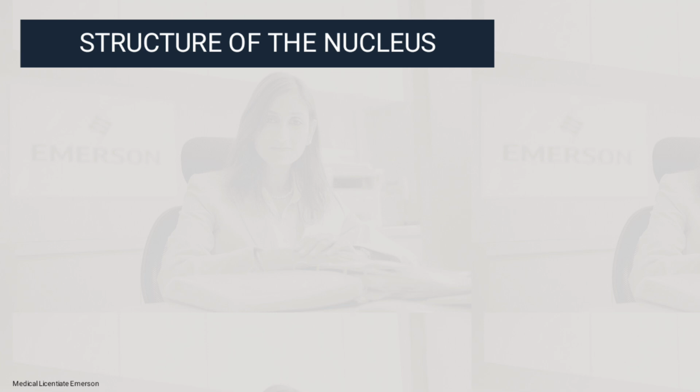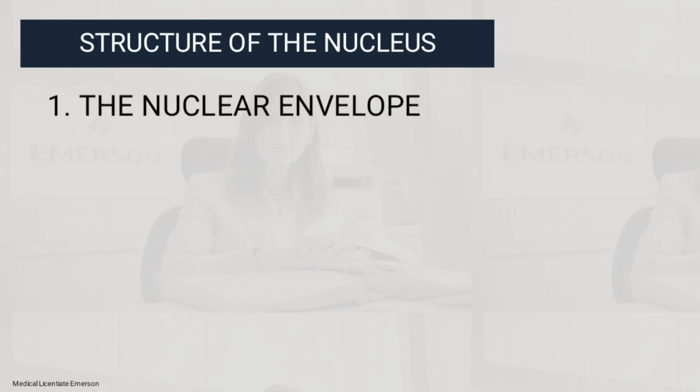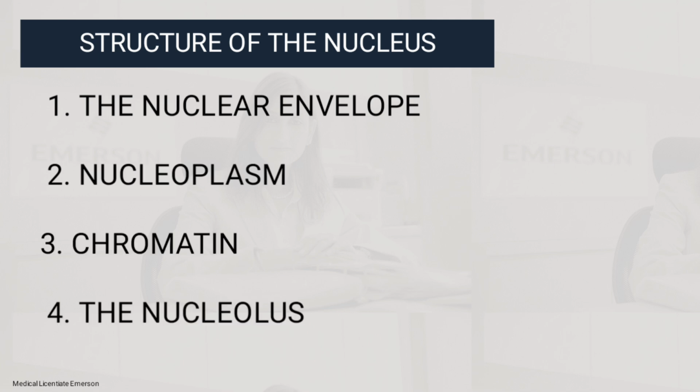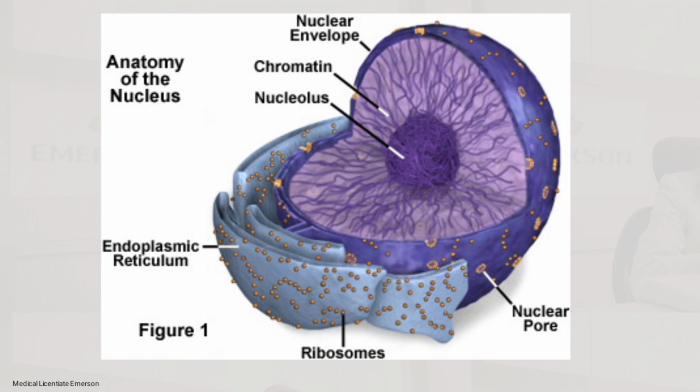In terms of the structure of the nucleus, we have the nuclear envelope, the nucleoplasm, the chromatin, and the nucleolus. And this is the structure in terms of the figure. We talked of the nuclear envelope, the nuclear pore, chromatin, nucleolus, and the surrounding part is the endoplasmic reticulum. But in terms of the structure, the ones which you have highlighted are the anatomy of the nucleus.